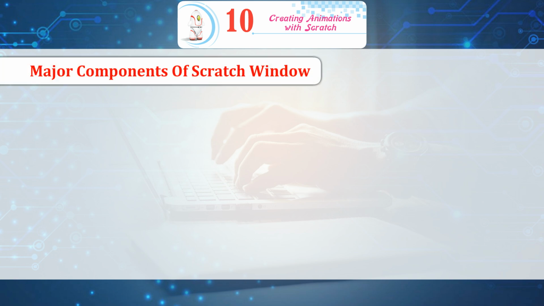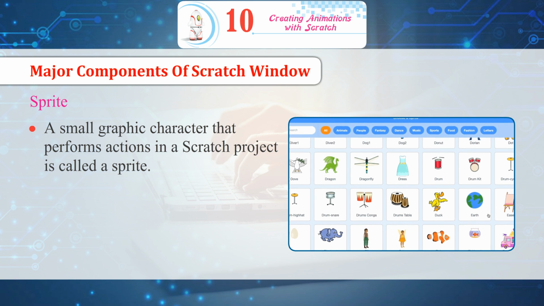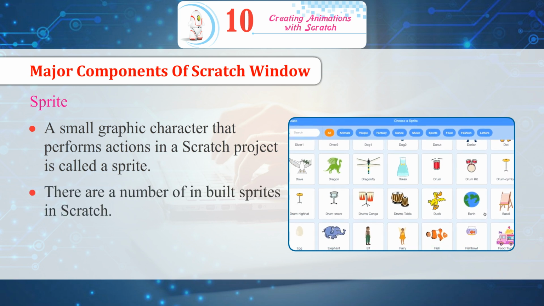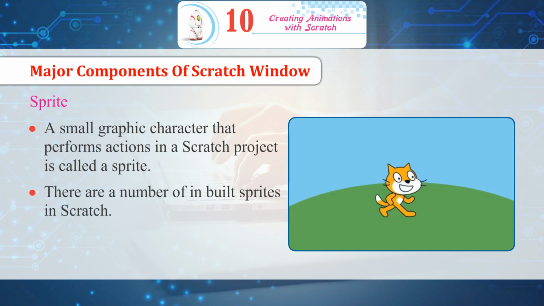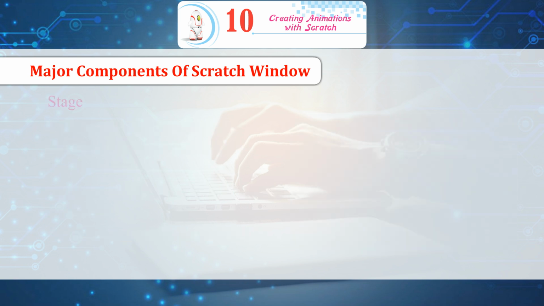Major components of Scratch window. Sprite. A small graphic character that performs actions in a Scratch project is called a sprite. There are a number of inbuilt sprites in Scratch. The default sprite in Scratch is cat.